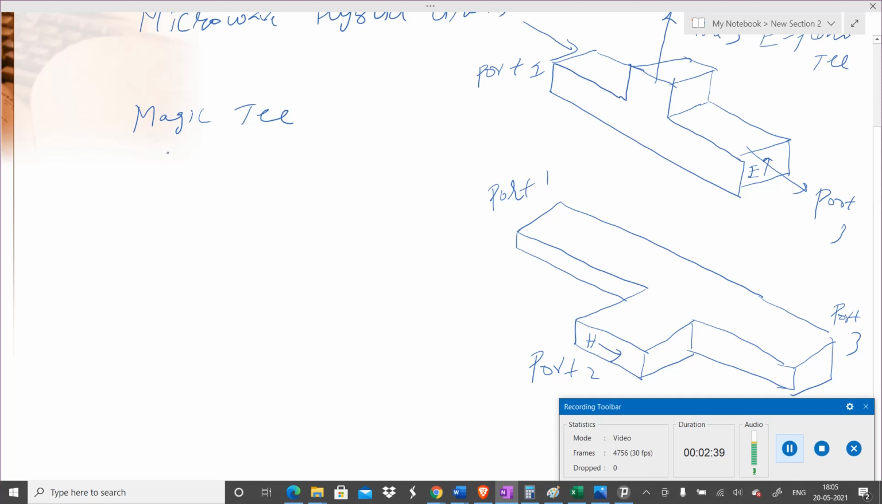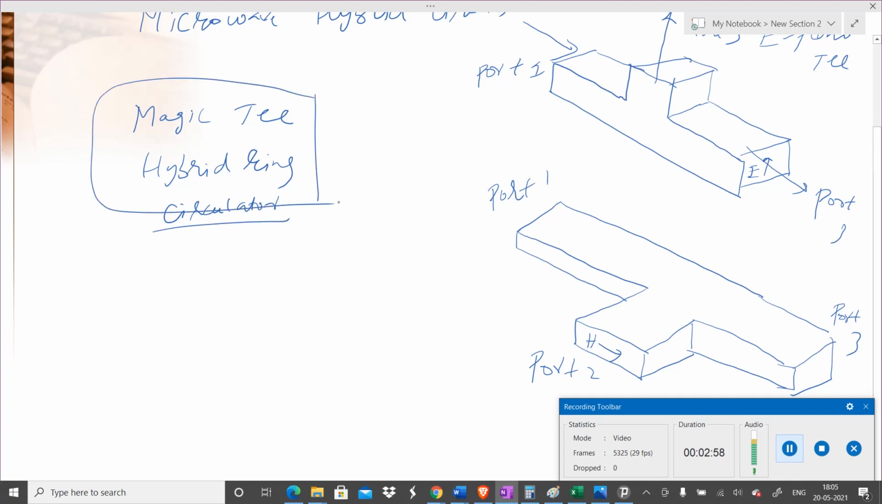And then there are some microwave hybrid circuits which are related to circular waveguides, like what is called the hybrid ring. Then there is something called a circulator. We'll see it later, but right now we want an equivalent two-port theory as we have in network theory.